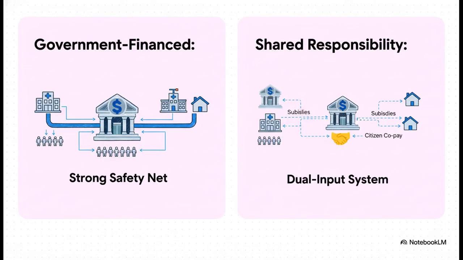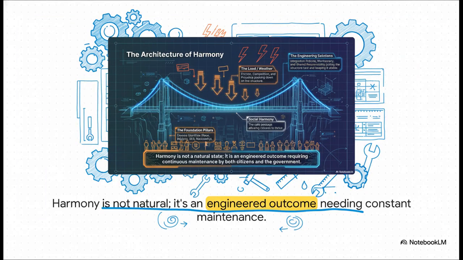And here's another huge design choice. How do you actually pay for your social infrastructure? You could go for a government-financed approach, with high taxes funding a really strong safety net. Or you could use a shared responsibility model. That's where the government gives subsidies, but people also have to co-pay, which encourages more self-reliance. Both have their pros, both have their challenges. It's a balancing act. So here's the crucial point, the big takeaway.